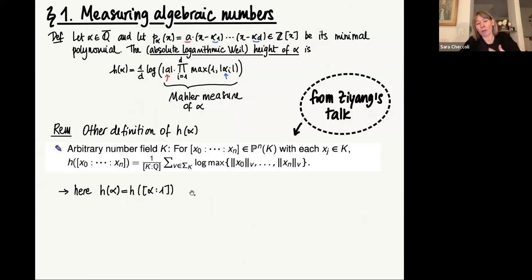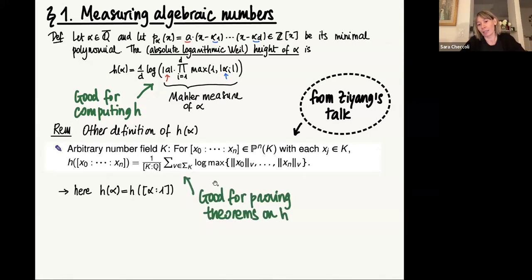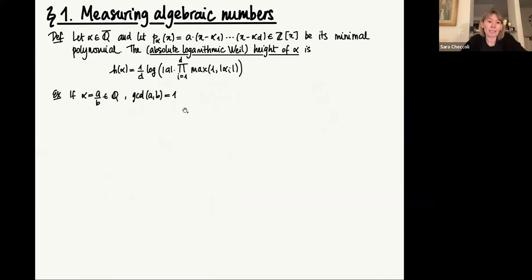I wanted to recall these two ways of defining the height, because one might be useful for computing the height computationally. Sometimes when you give an algebraic number to a computer, you are giving its minimal polynomial. So this is a useful formula for computing the height. But what you use if you want to prove theorems about the height will be this definition with evaluations.